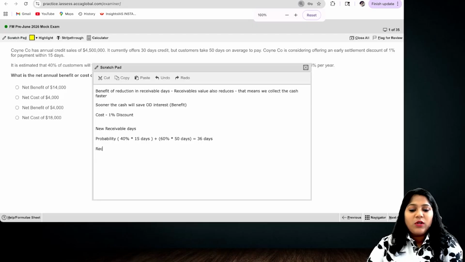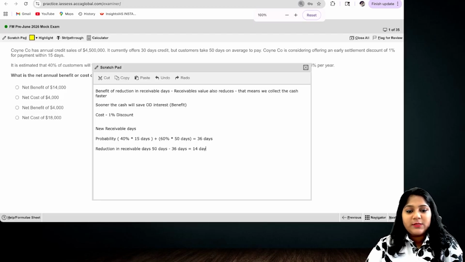Now you guys tell me, what is the reduction in receivable days? The reduction in receivable days shall be, from 50 days we are going to 36 days. That means the reduction is 14 days.